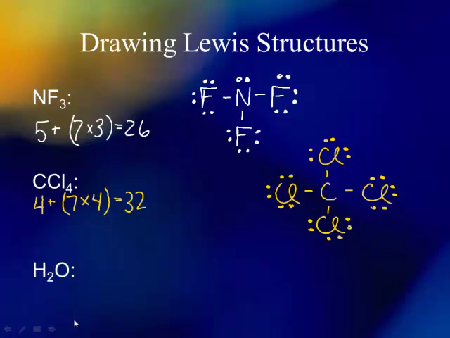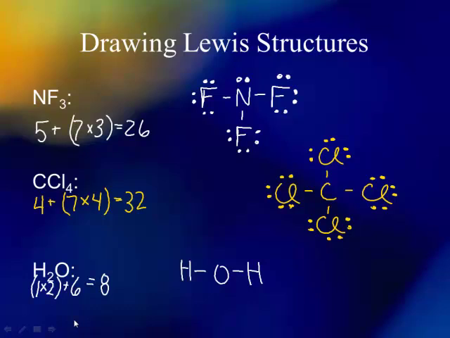Let's look at H2O. Each hydrogen has 1 valence electron times 2 hydrogens present, plus 6 electrons from oxygen, for a total of 8 valence electrons for this picture. Oxygen goes in the middle.